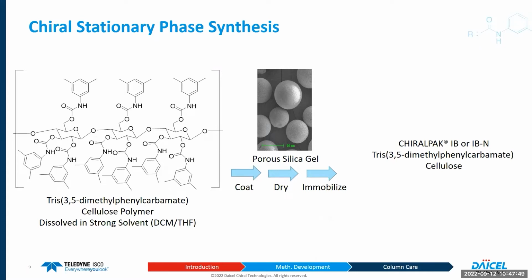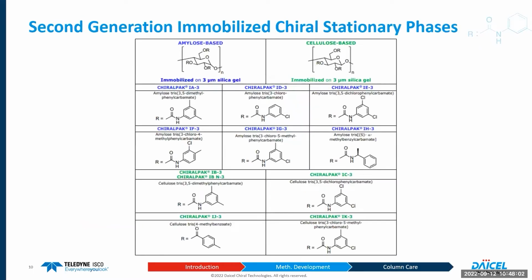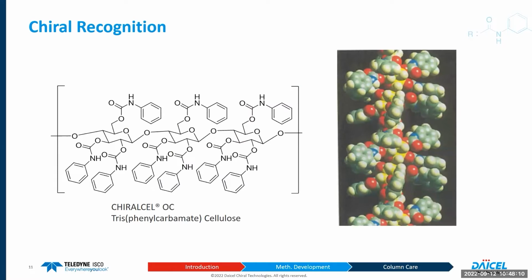So take that procedure and apply it to this tris-3,5-dimethylphenyl carbamate cellulose polymer, and you'll form the immobilized version of OD, which is IBN or IB. Do that for all of the other selectors that we have offered, and you've got IA through IK now, the immobilized series of columns. Now it's easy to sort of represent this polymer as a linear structure.